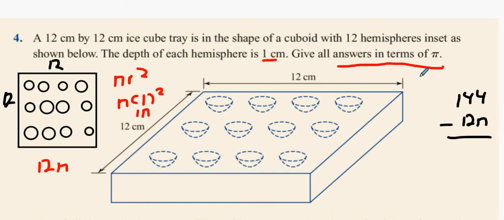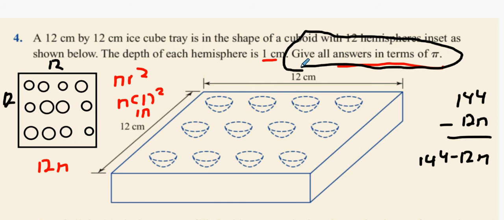In terms of pi, you just have to leave it like that, because it says all answers in terms of pi. You won't give the decimals in this case. You all good? Right. Question 4 done.